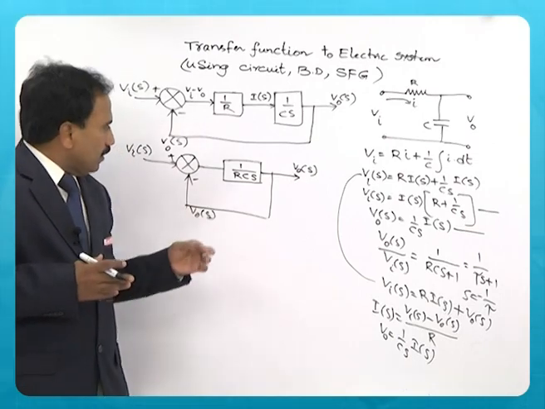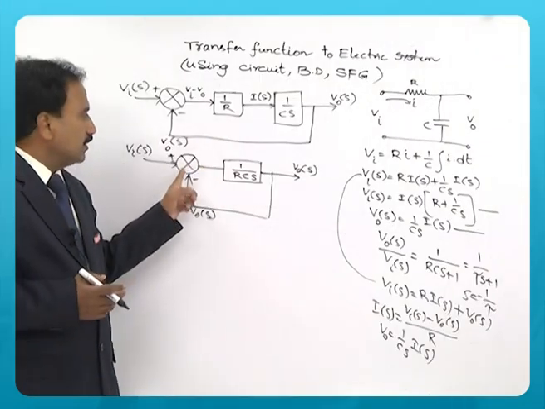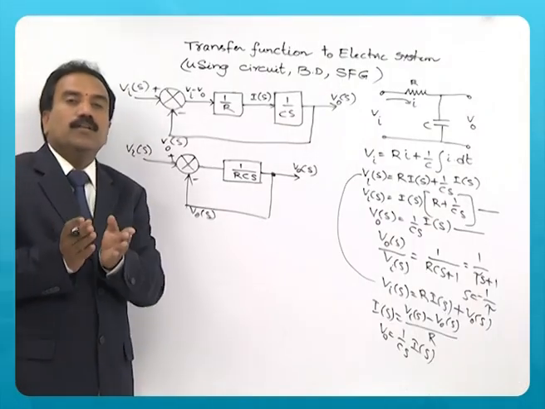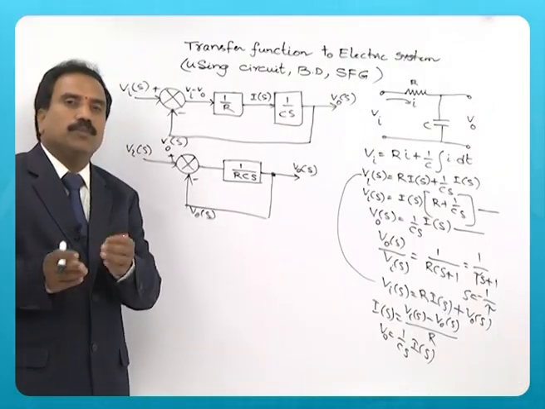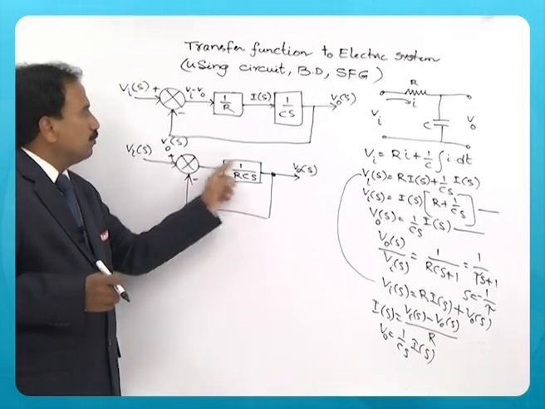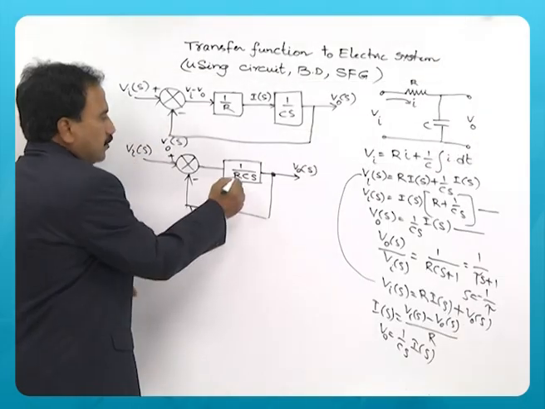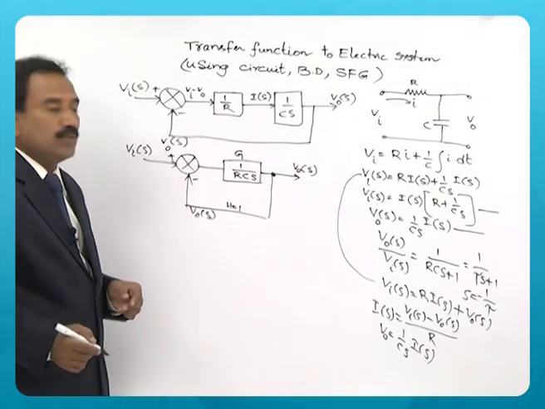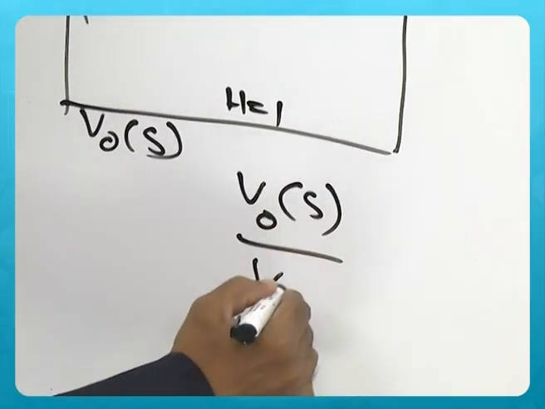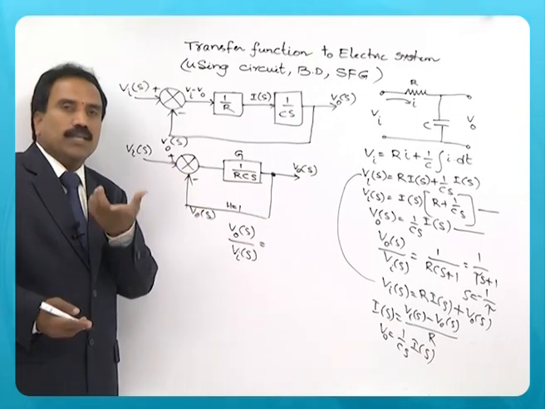Now you can see that this is a loop. The loop consists of a summing point, a block, and a takeoff point. So you can eliminate the loop using rule 3. If you remember block diagram rule 3, you can apply here the elimination of a feedback loop with feedback H equal to 1, and you can consider this as G. So V0 of s by Vi of s is nothing but whatever gain you get after eliminating the feedback loop.